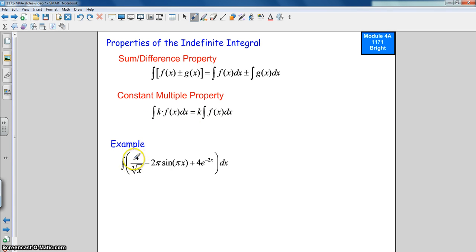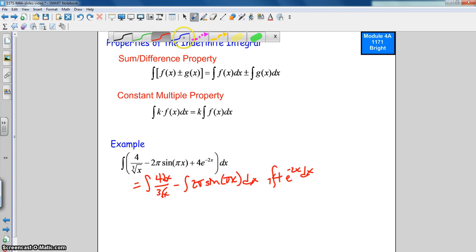So for example, if I have this kind of complex function, I can apply these properties one at a time. I can write this as the integral of 4 over the cube root of x, minus the integral of 2 pi sine pi x dx, and I should have dx over here too, and then plus the integral of 4e to the minus 2x dx. So I just used the sum and difference property.